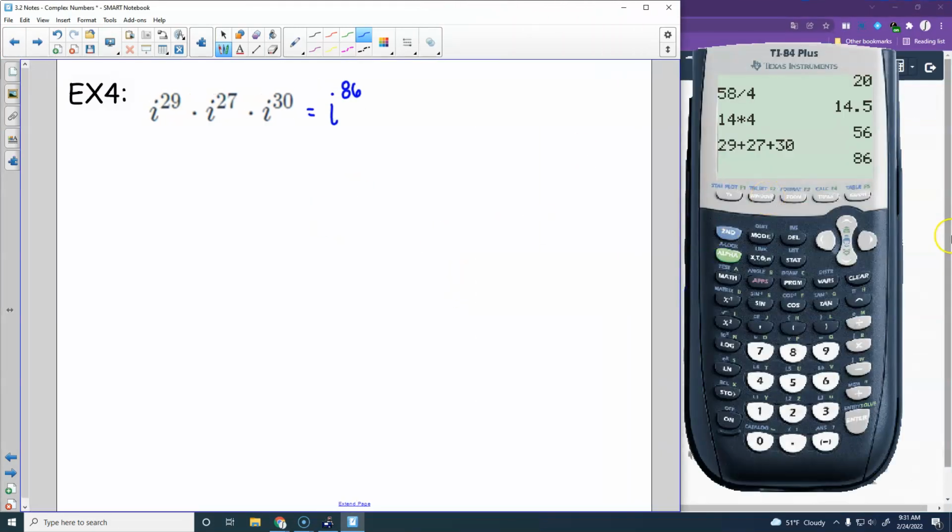And then I'm just going to divide it by 4. I'm pretty sure it does not go evenly. It does not. So I got 21 times it goes evenly. 21 times 4 is 84. So you could break this down into i to the 84th times that i squared. And i to the 84th just equals 1 because it's divisible by 4. i squared is negative 1. So we get negative 1.